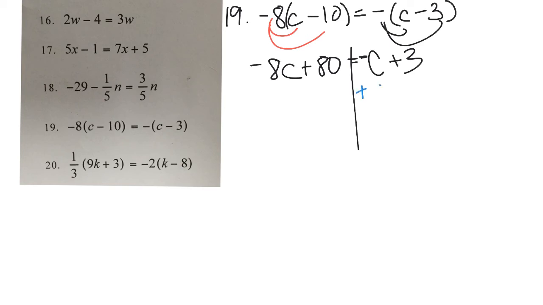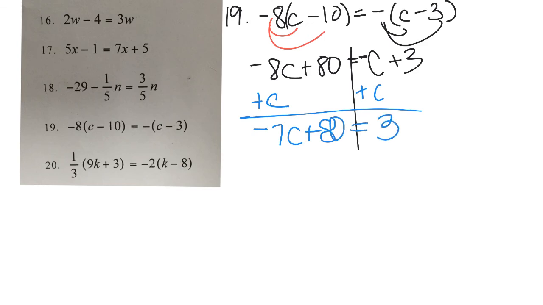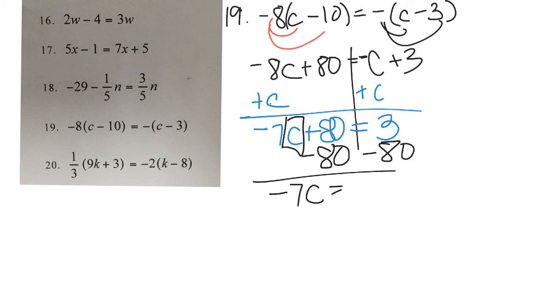So I like to add the c, so I get negative 7c plus 80 equals 3. I'm going to subtract the 80 because I'm going to get c by itself. So negative 7c equals negative 77. Divided by negative 7. So again, we're getting c by itself, so I want to have this 7 divided by 7 is 1. So c equals positive 11.